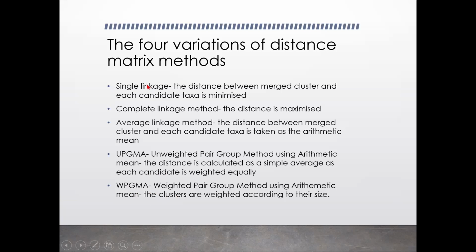So I'll quickly summarize once again. Single linkage method, distance is minimized. Complete linkage method, maximum distance is considered. Here, arithmetic mean: in the unweighted pair group method using arithmetic mean, each candidate is weighted equally. In the weighted pair group method using arithmetic mean, the clusters are weighted according to their size.